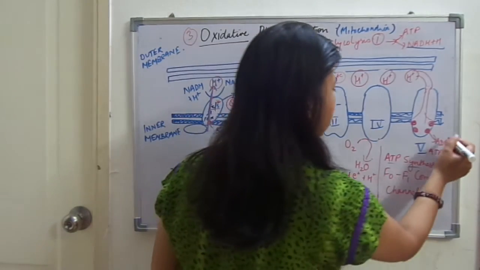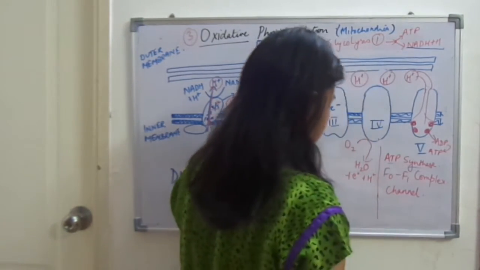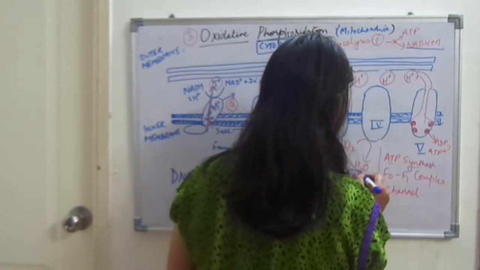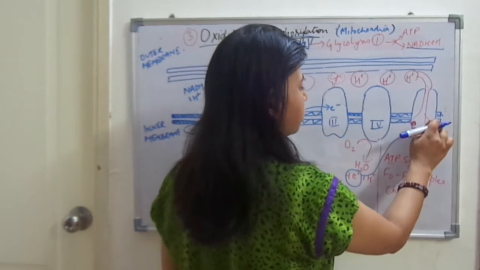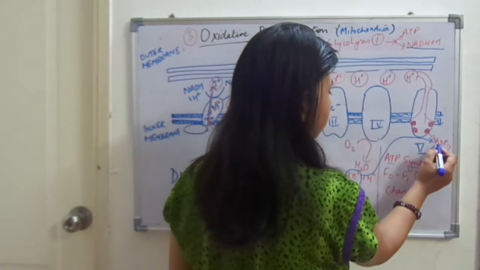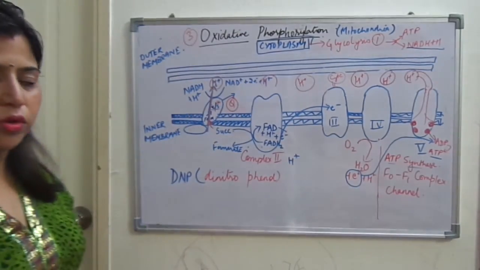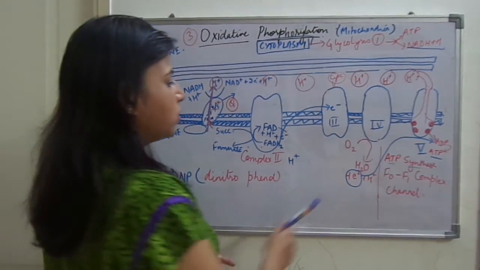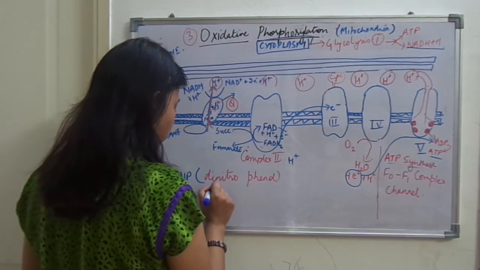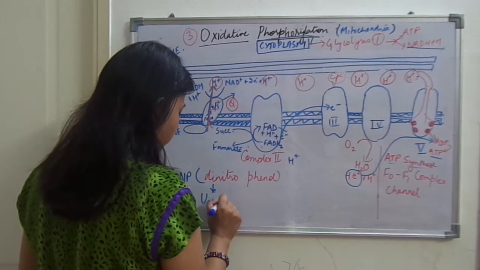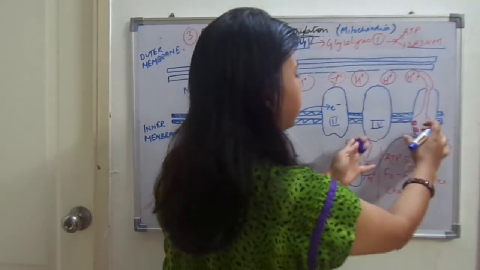ADP takes up electrons from this place. These electrons from here are taken by ADP. Hydrogen comes through this channel. So it takes electrons plus hydrogen, then converts into adenosine triphosphate, right? So the reaction is overall coupled. Dinitrophenol, what is it? It is an uncoupler. It will uncouple these two reactions.